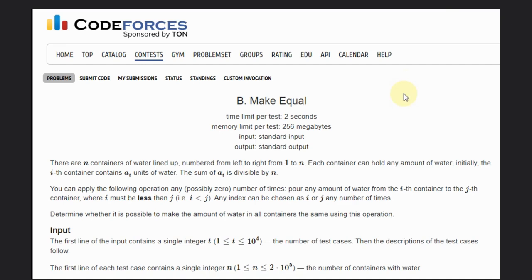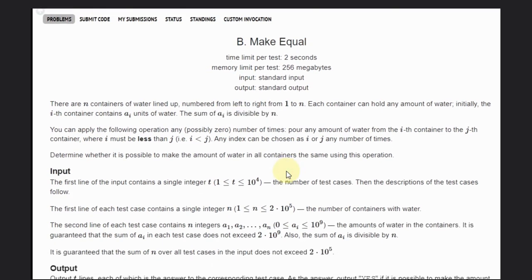Today we are going to see the Codeforces problem B, that is Make Equal. There are n containers of water lined up, numbered from left to right from 1 to n. Each container can hold any amount of water. Initially the ith container contains ai units of water, and there is a condition: the sum of ai is divisible by n. Okay, that's fine.